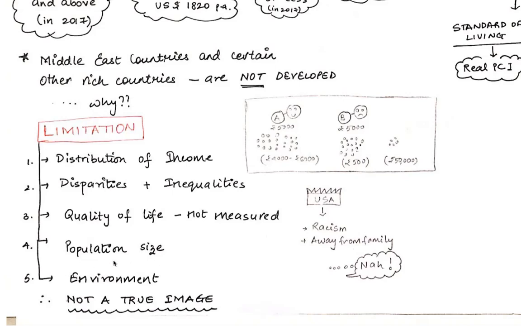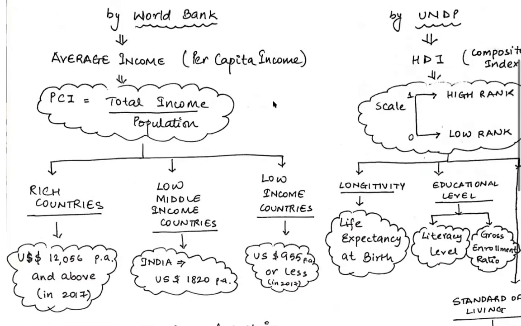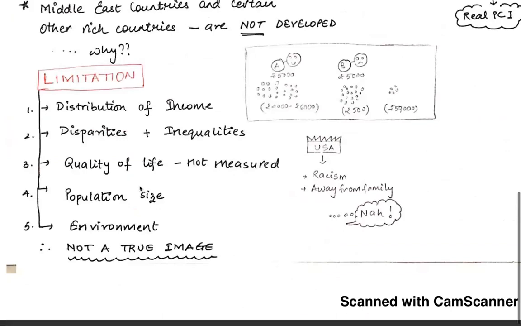Okay, the fourth one, the population size. Now, the higher the population, the lower the ratio would come out to be. I'm getting you back to the formula again. The higher the population, the lower will be the per capita income, even if the total income is high in the country. Just the mathematical formula, guys: the greater the denominator, the lesser will be your ratio, right? So population size is going to matter to you.